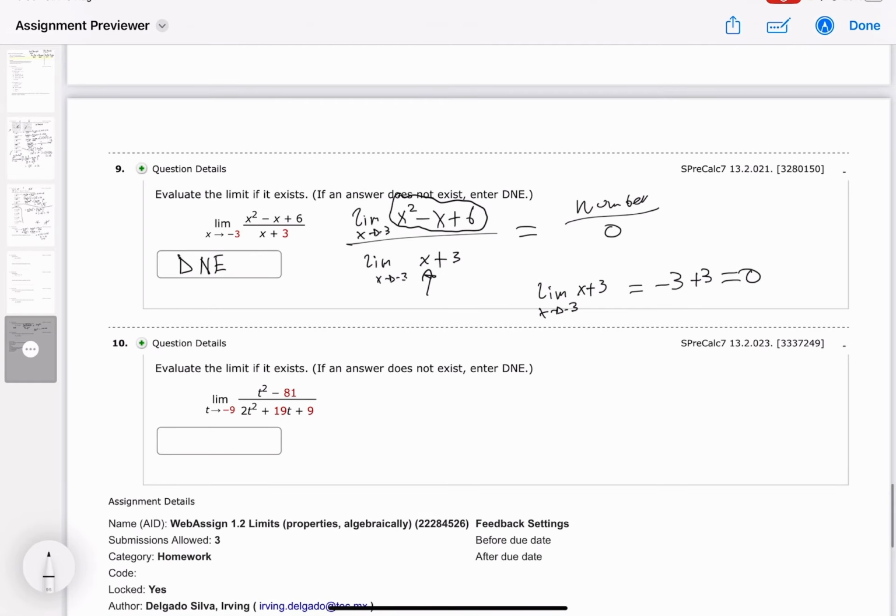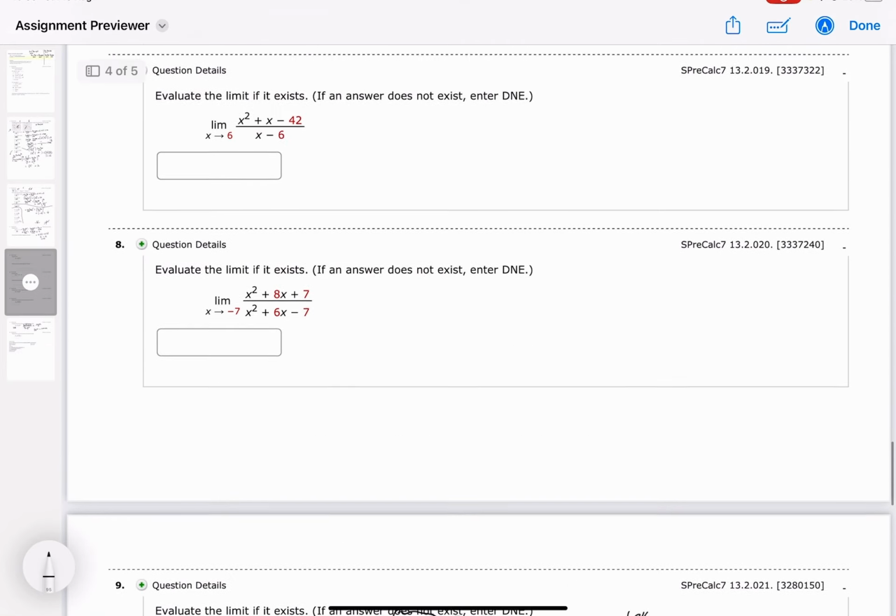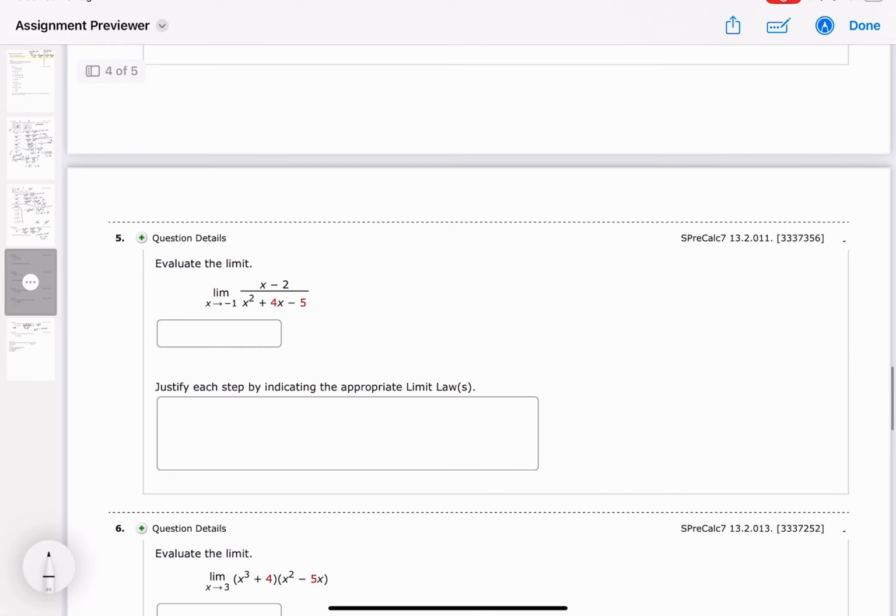Yeah, that's pretty much the activity. And the rest of the exercises are meant for you to practice.